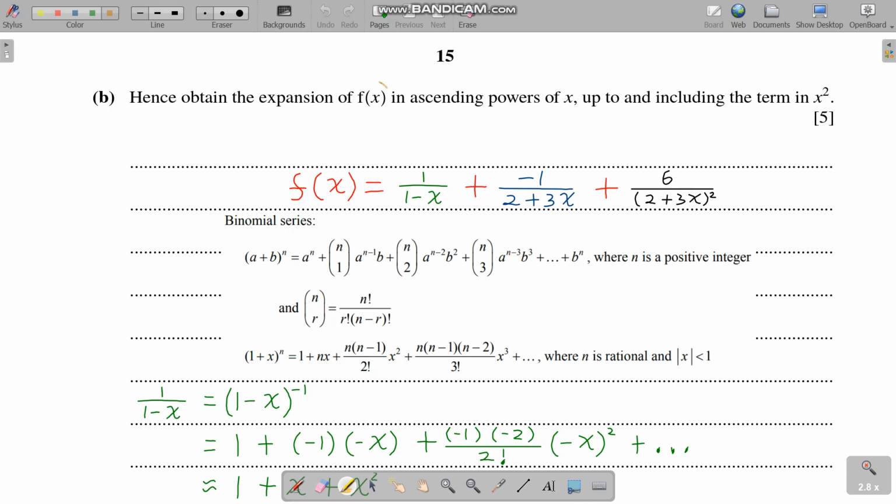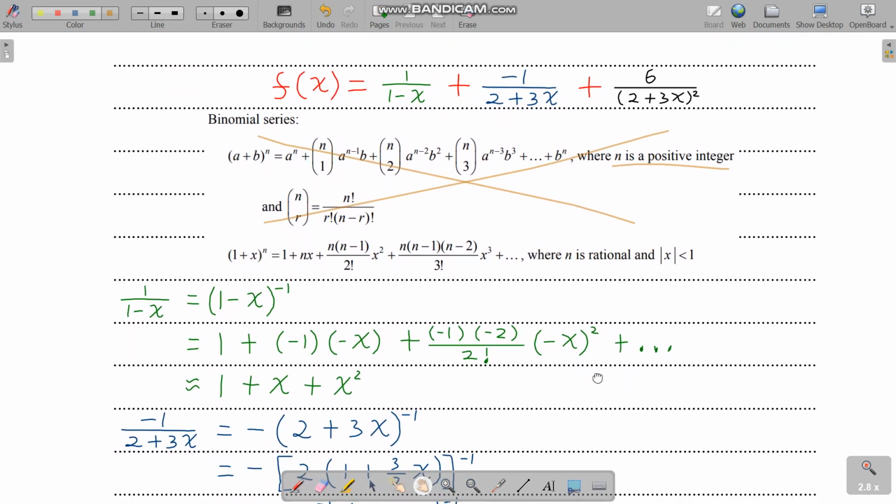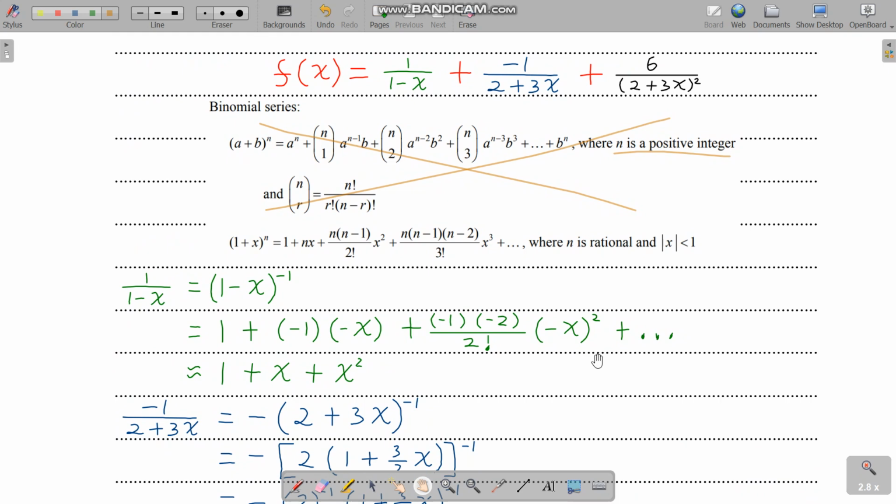So we are expanding f of x up to x squared. From the previous part, we know this is f of x, and we know this is the MF19 formula for binomial expansion. Remember, we don't use this one because this is for paper 1, because our n is not a positive integer. It's usually negative or a fraction. So for each term, we need to apply this binomial expansion formula.